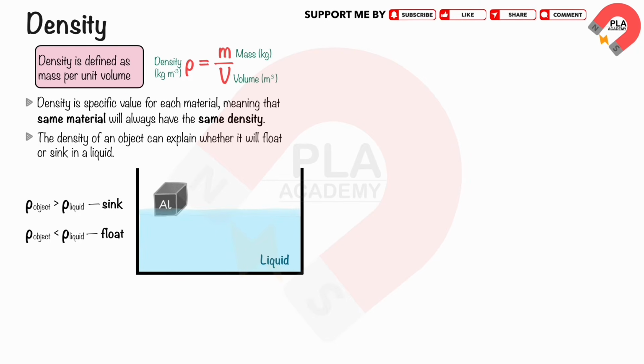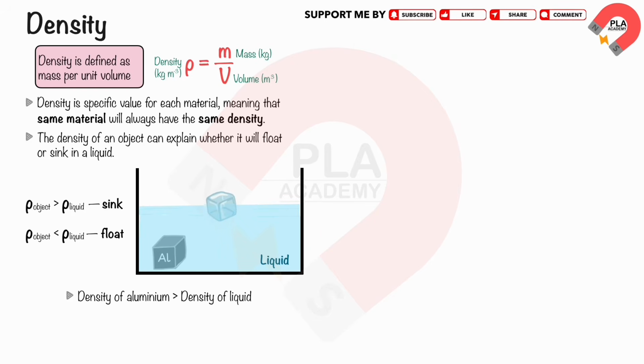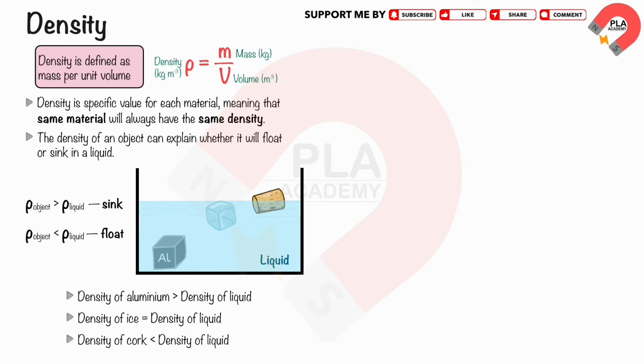For example, a block of aluminum will sink and settle to the bottom of a liquid. This shows that its density is more than the liquid. A block of ice will float at the surface of liquid, but will be totally submerged. This shows that its density is equal to the liquid. A block of cork will float at the surface of a liquid, with some of it submerged. This shows that its density is less than the liquid.